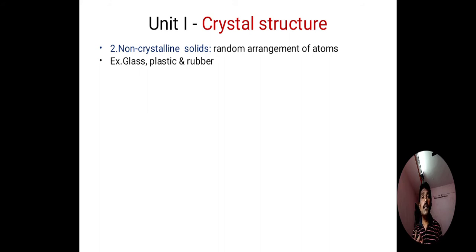That is why you can see these non-crystalline solids are very easy to make into different shapes. When the arrangement is random, it is very easy to break, but when the arrangement is regular, it is very hard to break. That is why examples like glass, plastic or rubber can be very easily molded into different shapes, because the atoms are arranged randomly, not regularly, and so it becomes very easy to adjust as I like.